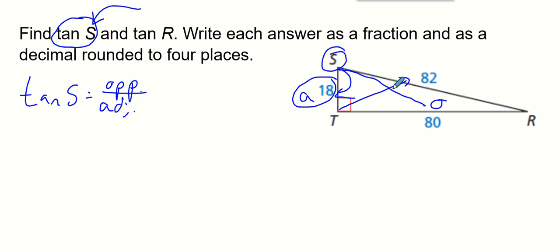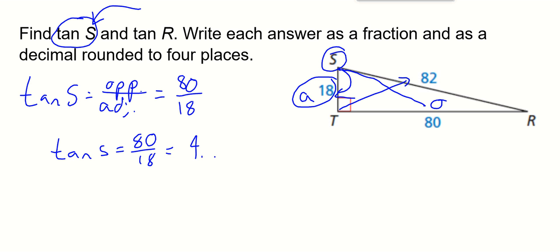Okay, so now that I've identified my opposite and adjacent sides, I can substitute those in. I can say tangent of S is equal to 80 over 18, and that as a decimal is 4.4 repeating. Okay. Next, it wants us also to find tangent of R.